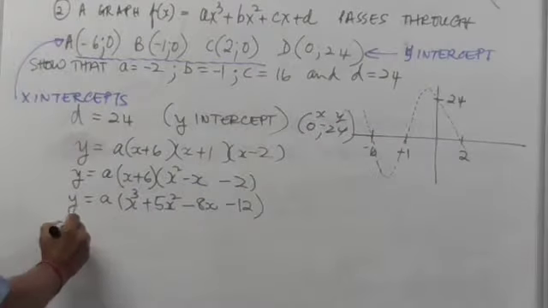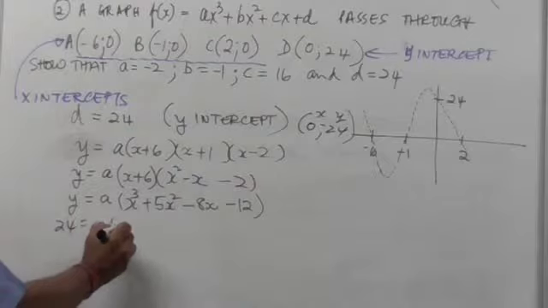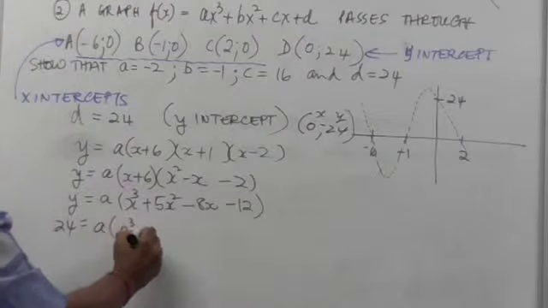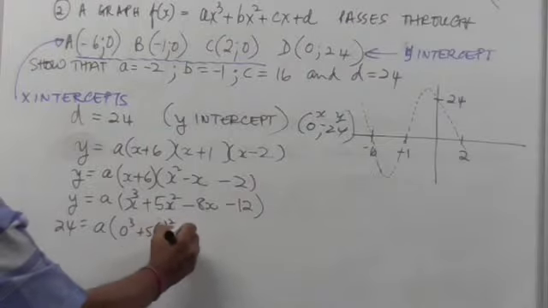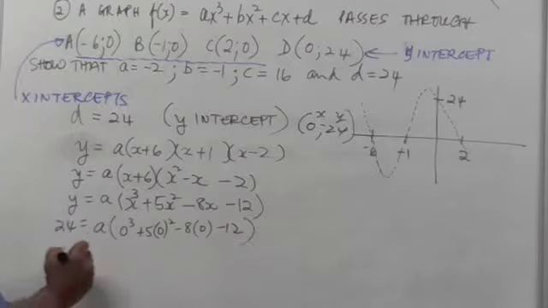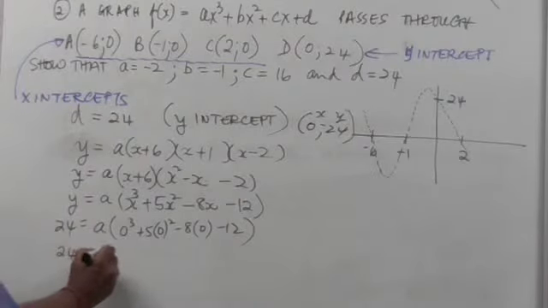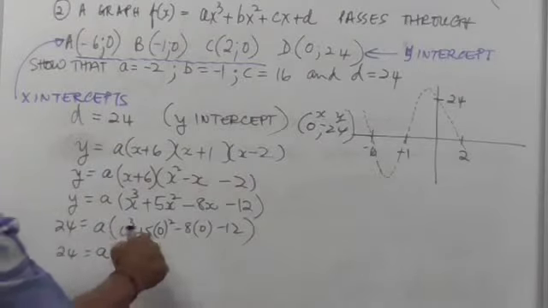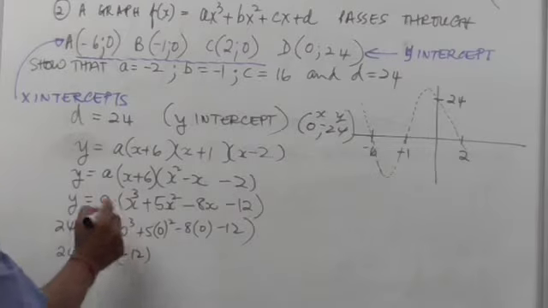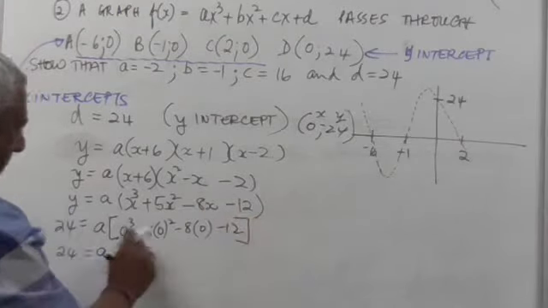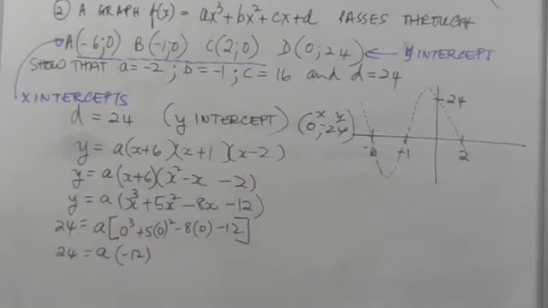So y is 24, equal to a into, all this will become 0. Alright, I'll just write it: 0 cubed plus 5 into 0 squared minus 8 into 0 minus 12. And then 24 is equal to a, and this whole bracket becomes minus 12. Let's make it square here to make it easier. When you put this in the calculator, you'll get minus 12.